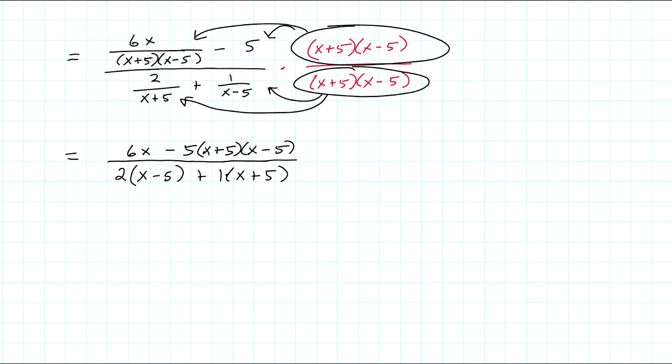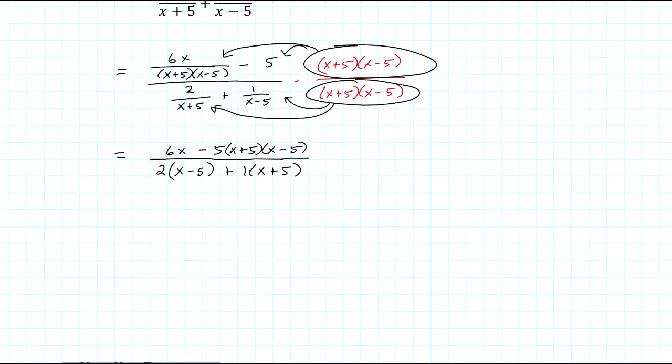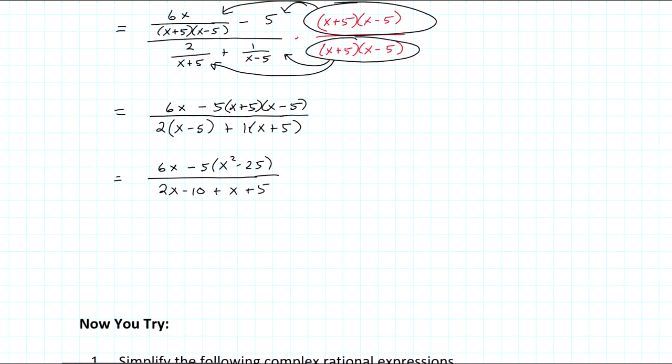Great. Now we can go ahead and start distributing things out, combining like terms, all of that. So on top, I'm going to have now 6x minus 5 times the x plus 5, x minus 5 multiplied together as x squared minus 25. Over on the bottom, we're going to have 2x minus 10 plus x plus 5 after distributing there.